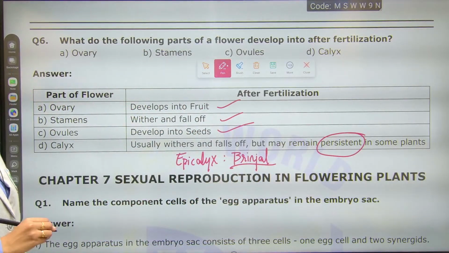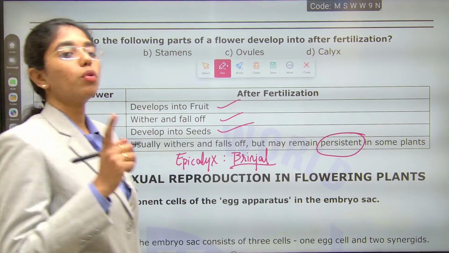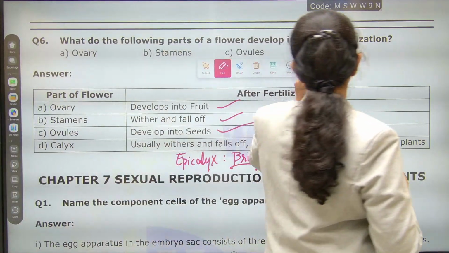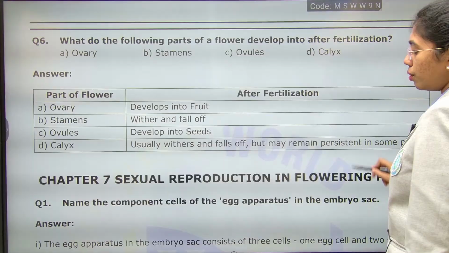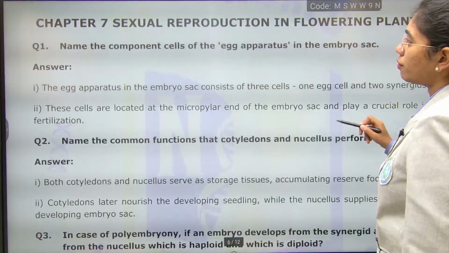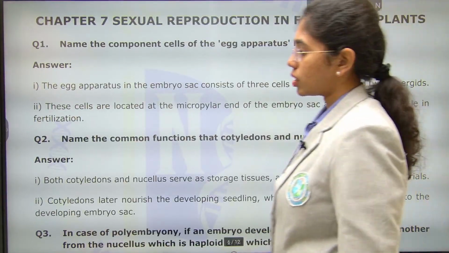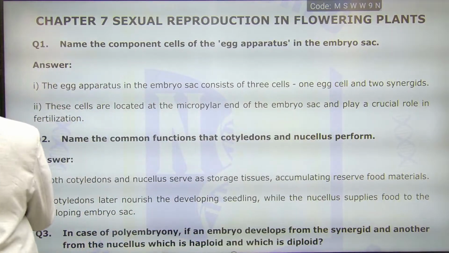Fine, clear? So this ends the very short answer type of questions from modes of reproduction. Now we will move into the sexual reproduction of flowering plants.